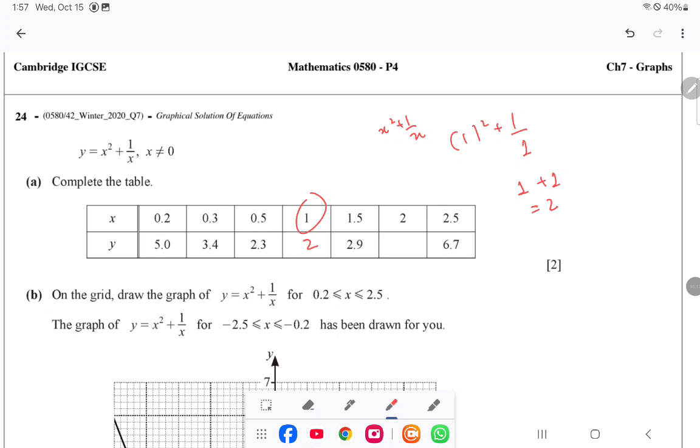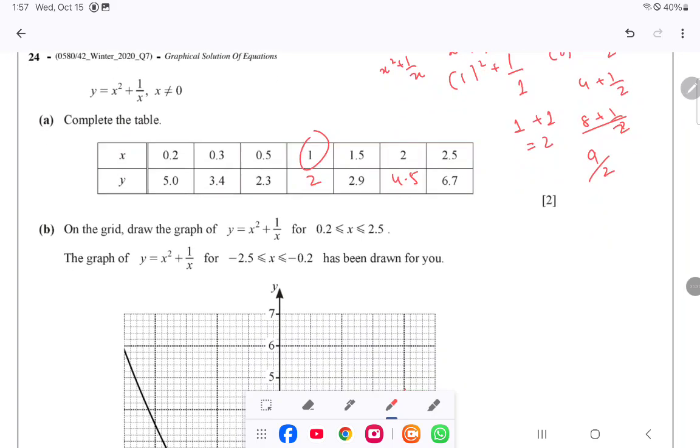So when you put x is equals to 1, y will become 2, and for x is equals to 2, 1 over 2, 4 plus 1 over 2, 2 into 4 is 8 plus 1 over 2, 9 over 2, which is 4.5. So the table is complete.